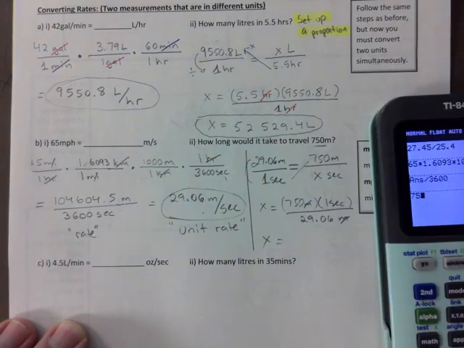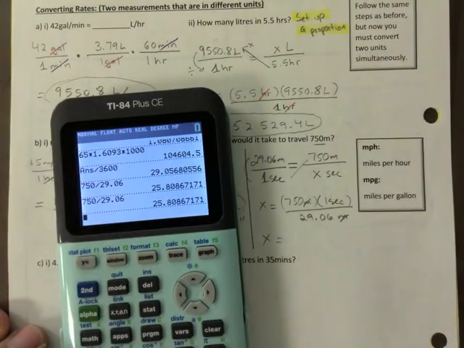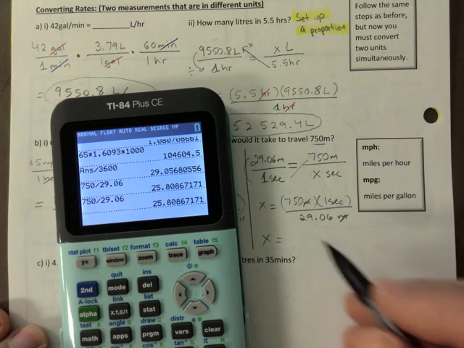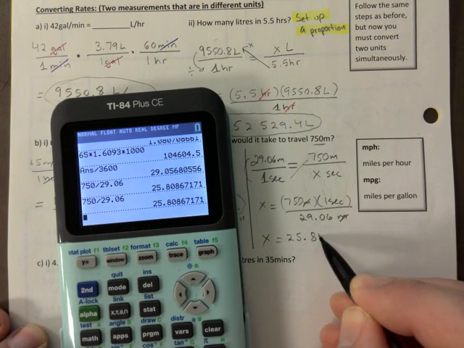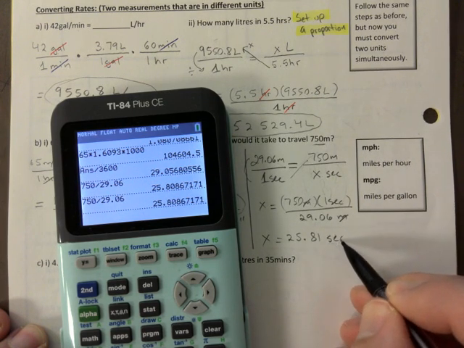So you divide like that. That's 25.81 seconds.